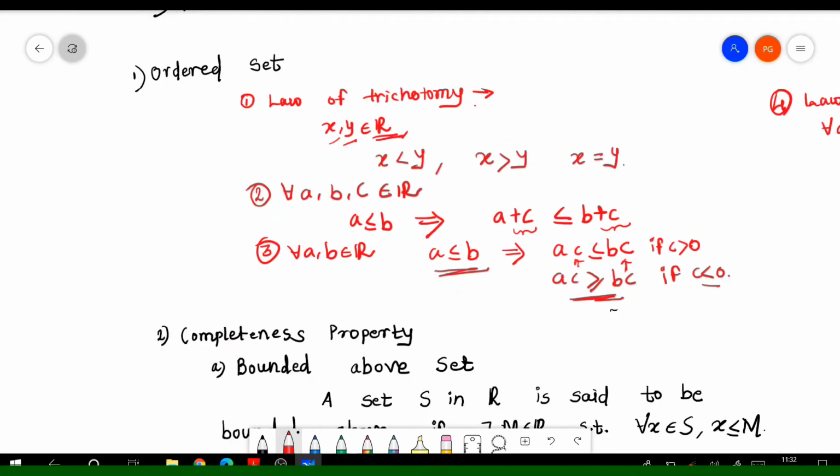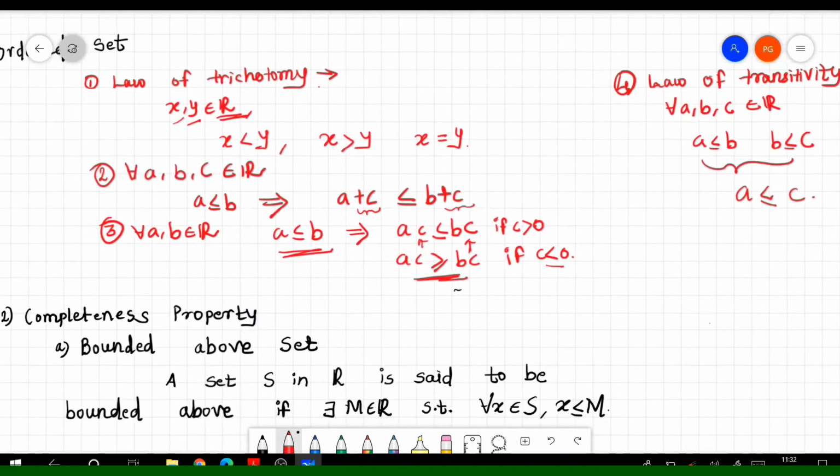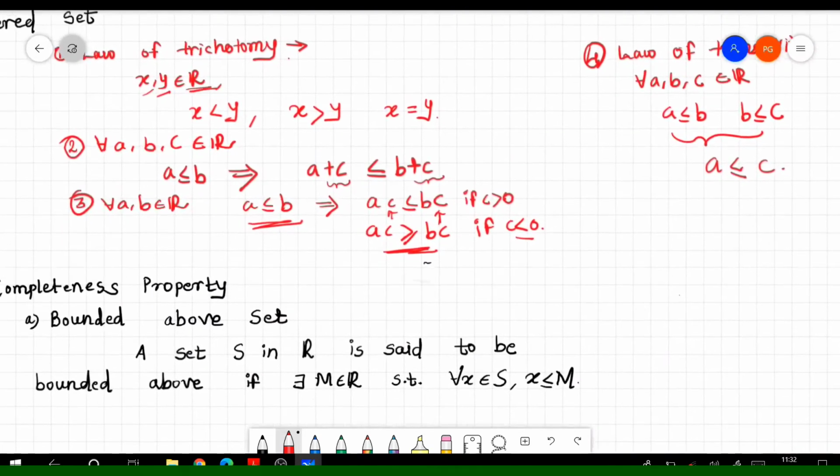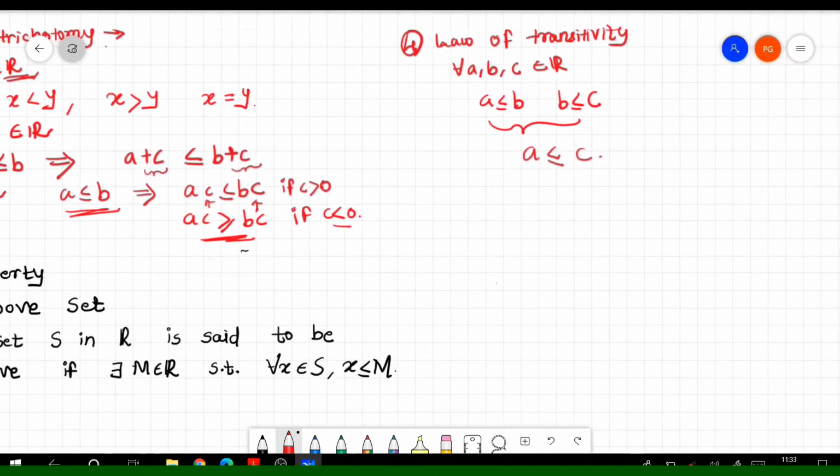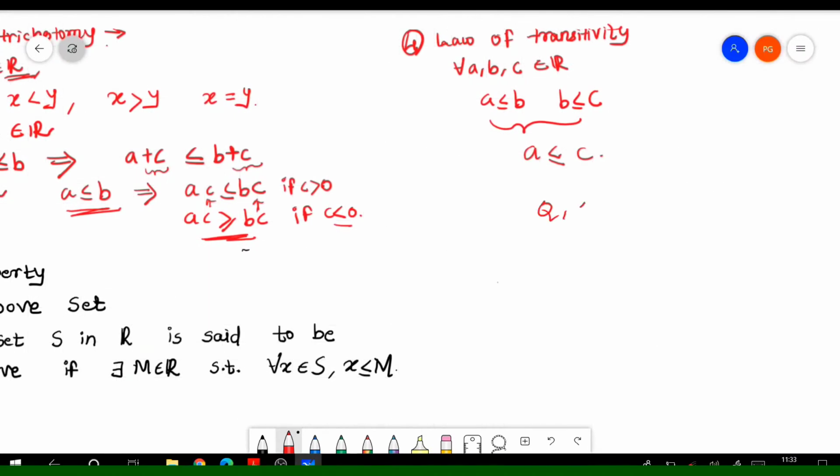Now if we see the other sets, for example rationals, irrationals or Z, we can see that they satisfy the ordered set property, but the complex numbers do not satisfy the ordered set property.